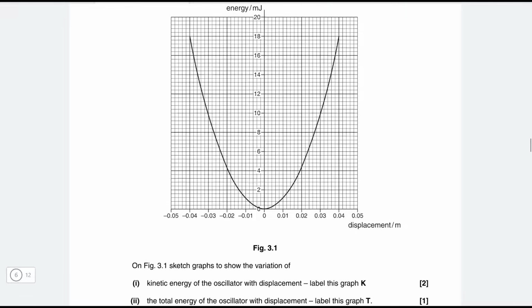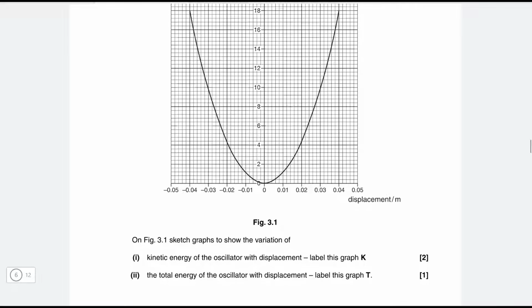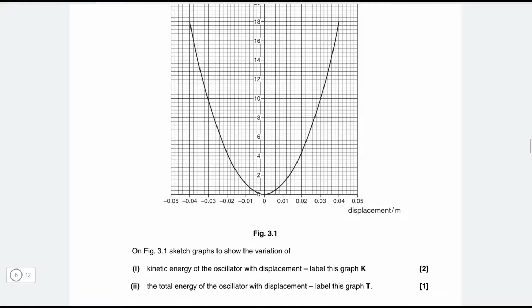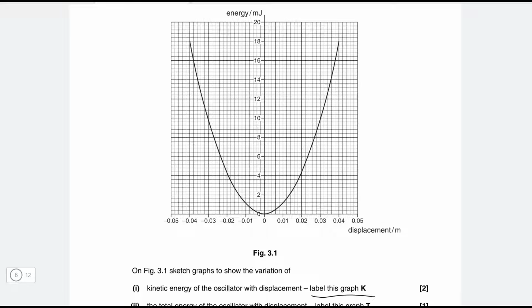displacement. Okay, this is a typical potential energy curve over here. So on figure 3.1, sketch graphs to show the variation of the kinetic energy of the oscillator with displacement. Label this graph K. Okay, so I'm not going to forget to label this. I'm just going to underline that. And the rule that we're going to be using here is that whenever the potential energy is 0, then the kinetic energy will be a max, which is 18. There's 18 millijoules in the system, and vice versa. So when the potential energy is at maximum, the kinetic energy is going to be 0 at those 2 points.